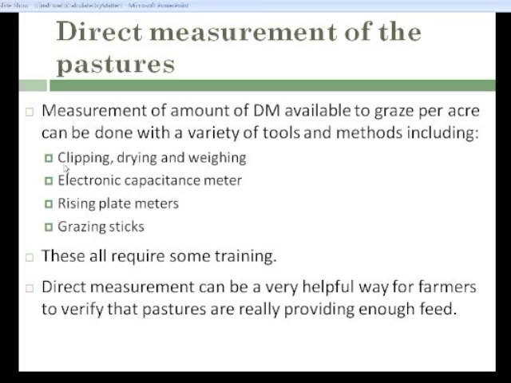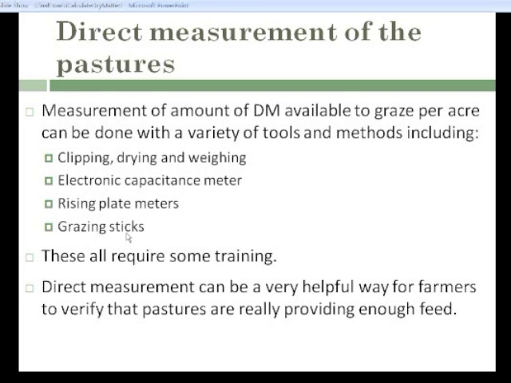Some of these methods of direct measurement, one of the more accurate but probably one of the more time-consuming methods, is actually to go out into the pasture and do a clipping, where you clip an area of the pasture, a known number of square feet or square inches. You dry it, and then you weigh it, and there's a formula so that you can multiply that out and determine how many pounds of dry matter there is per acre. Then you can also use a couple of different types of electronic meters. There are electronic capacitance meters, pasture probes, and rising plate meters, all of which are digital and will give you a readout of how much dry matter there is per acre.